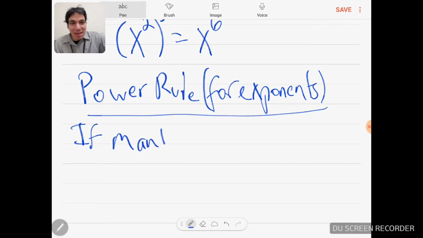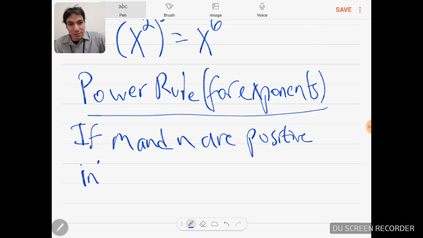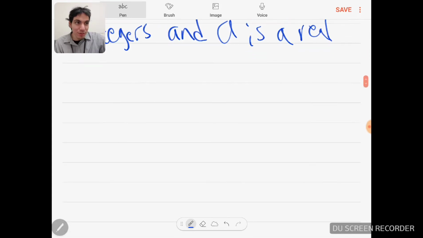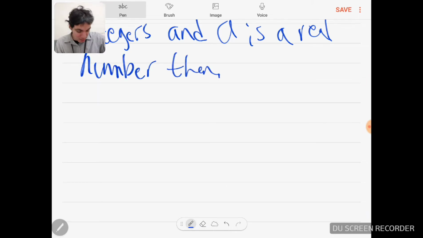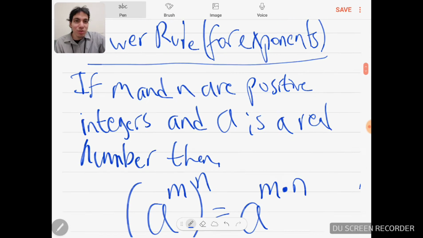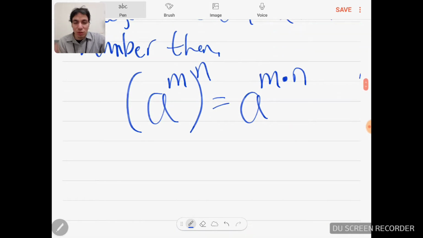If m and n are positive integers and a is a real number, then you're allowed to say a to the m being raised to the n is equal to a to the m times n. Make that n a little bit bigger. So if you compare this video to the last video, you'll see there's a clear difference between the two, mainly the parentheses.